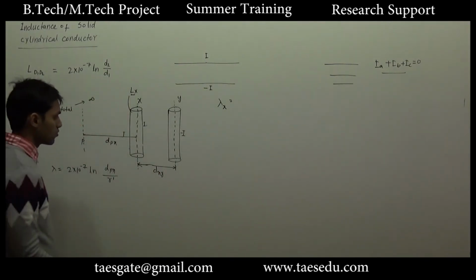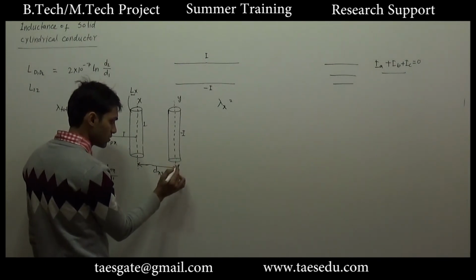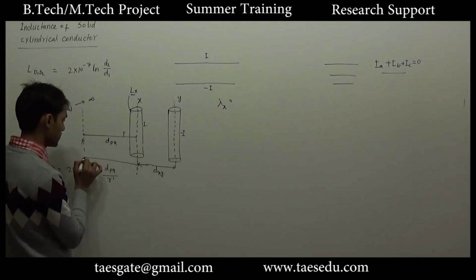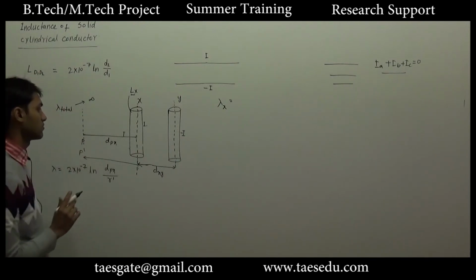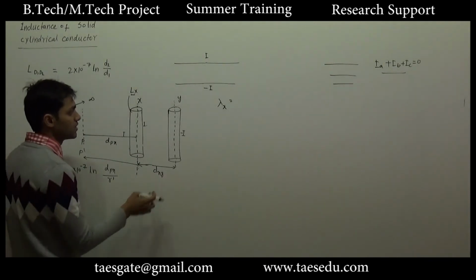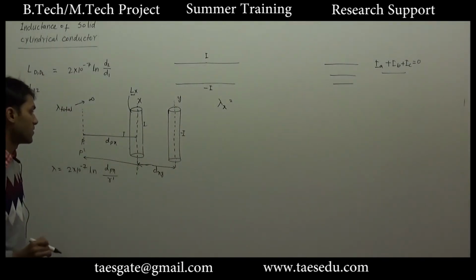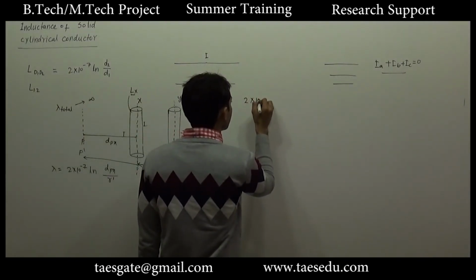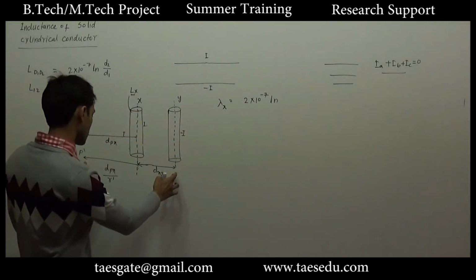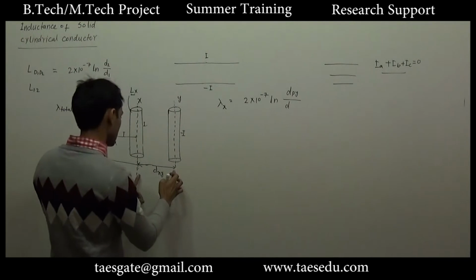So if I ask you to find out total flux due to the conductor y, which starts from the conductor x and goes up to point P, in a circular region, what is the total flux enclosed by the second conductor y, which starts from the first conductor and goes up to point P? We have already calculated this result as 2 into 10 to power minus 7 ln. This whole distance, let us represent it as dpy, divided by this distance dxy.